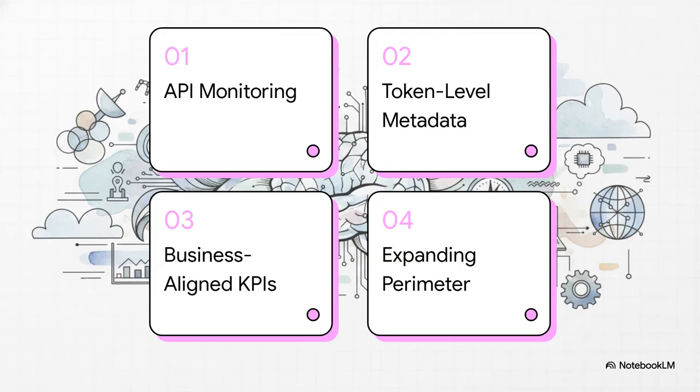So here's our game plan for today. We're hitting 4 steps. 1. Building a unified API monitoring posture. 2. Capturing token-level metadata. 3. Building business-aligned AI KPIs. And finally, 4. Expanding the monitoring perimeter. Let's get to it.